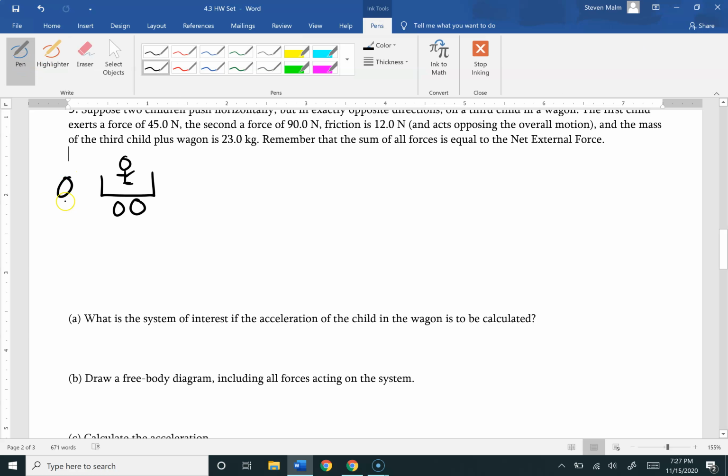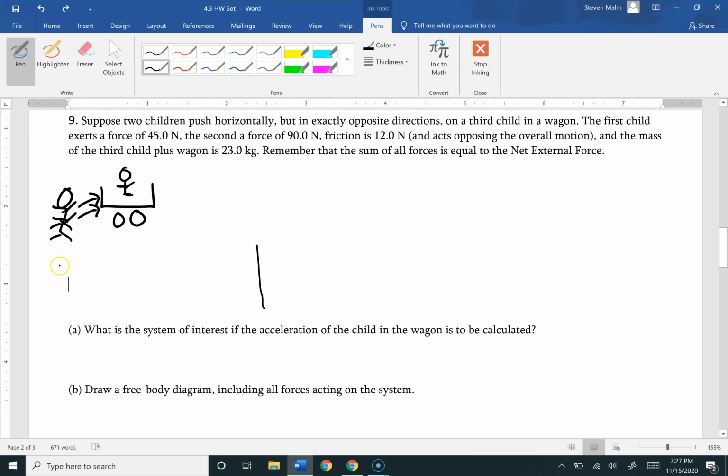So we've got one child pushing on the wagon in one direction with a force of, let's call this guy, 45 newtons. And then child number 2 is pushing opposite of child number 1 with a force of 90 newtons.